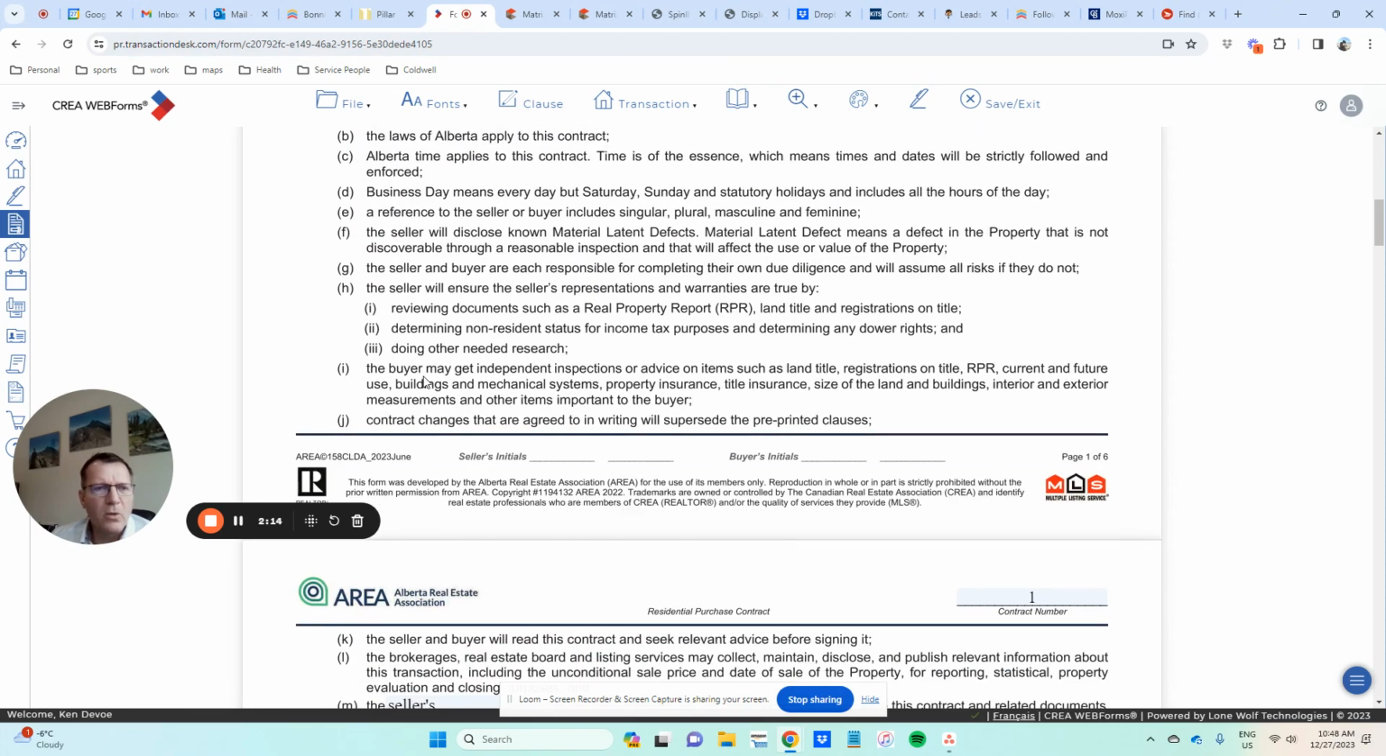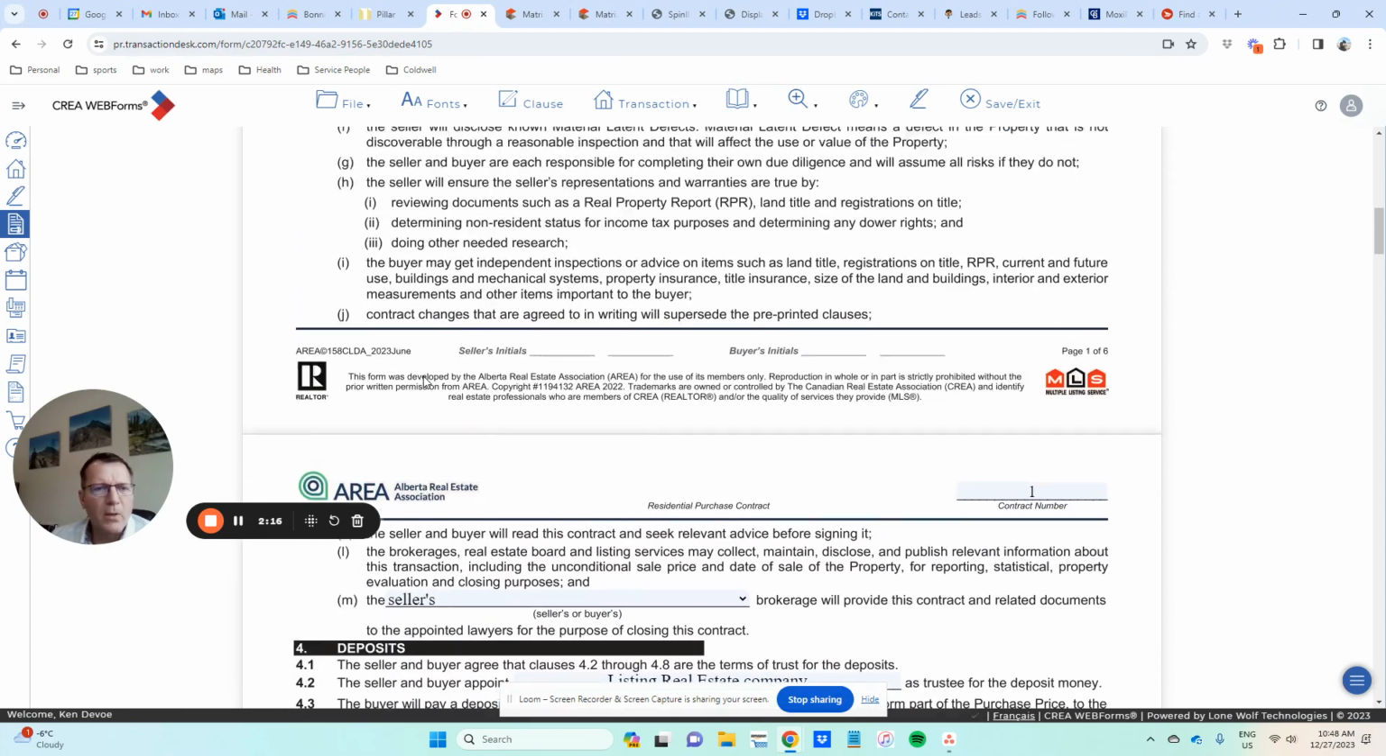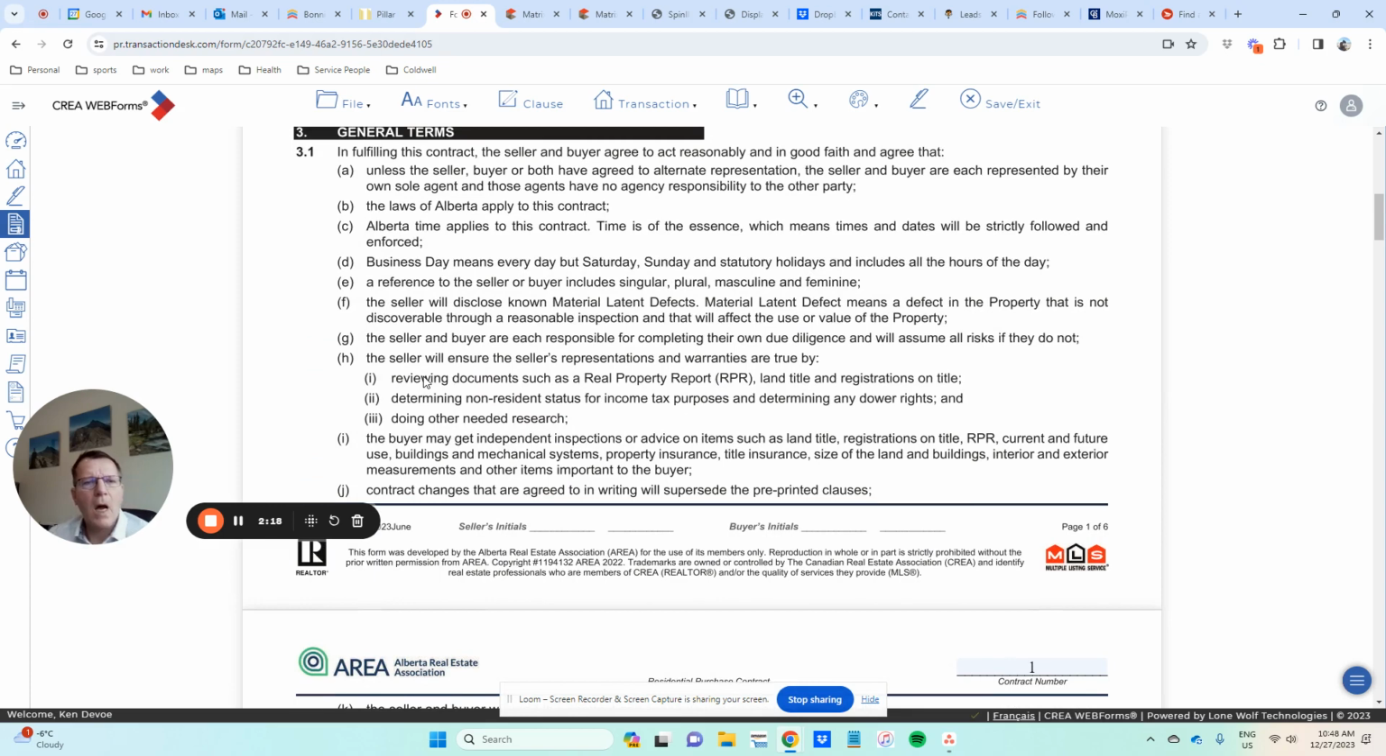Section 3 has to do with terms, and it goes over 2 pages, but basically, like I said, we'll go through this a little more in depth when you're ready to sign your contract. It's an Alberta contract. Alberta time applies, so it doesn't matter where the buyer or the seller are, it's Alberta times. And the business day that you're going to get possession of your house has to be on a weekday. It cannot be on a weekend or a stat holiday, things like that.